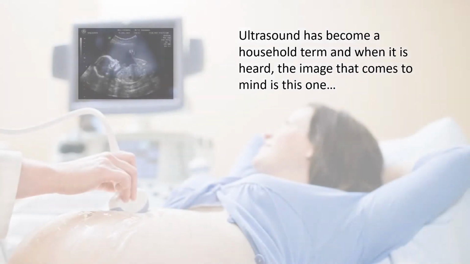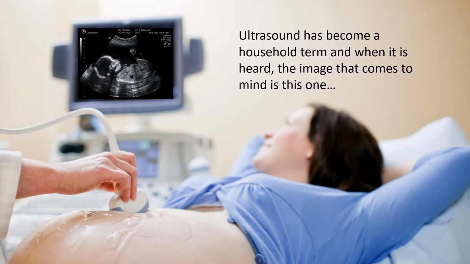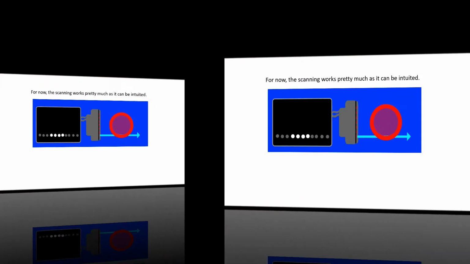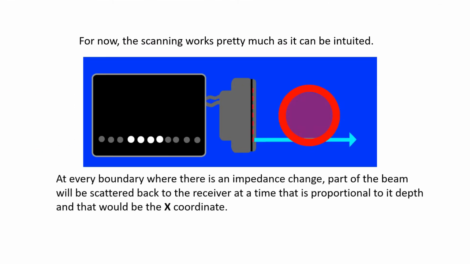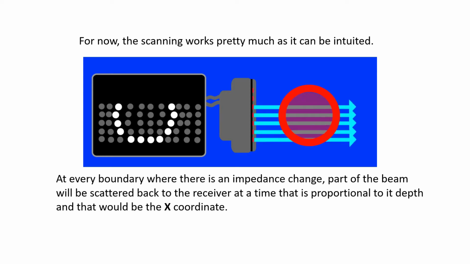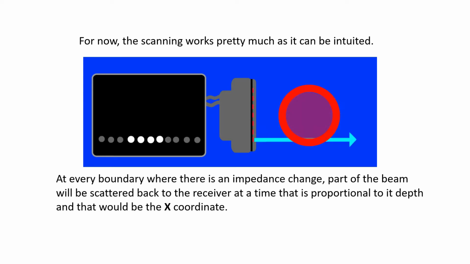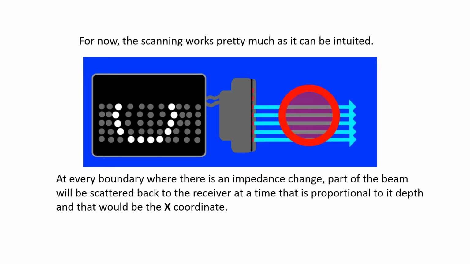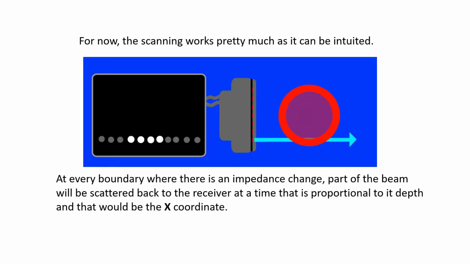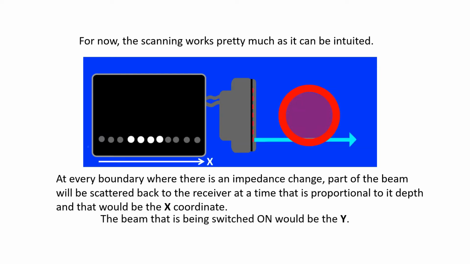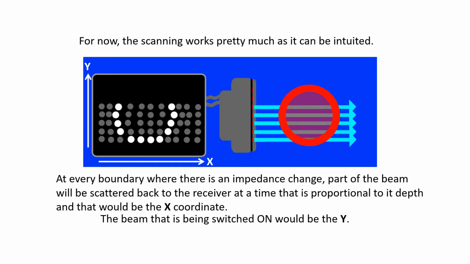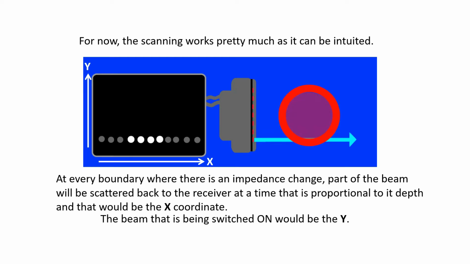Ultrasound has become a household term, and when it's heard, the image that comes to mind is this one. For now, the scanning works pretty much as it can be intuited. At every boundary where there is an impedance change, part of the beam will be scattered back to the receiver at a time that is proportional to its depth, and that will be the x coordinate. The beam that is being switched on would be the y coordinate.